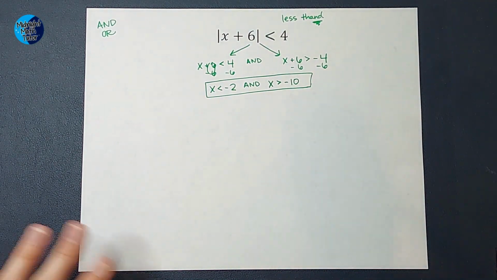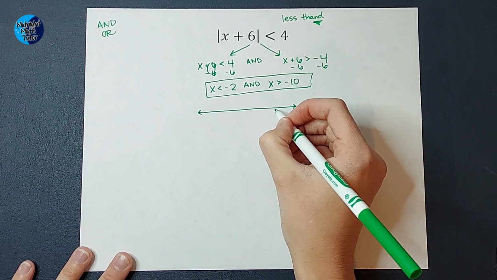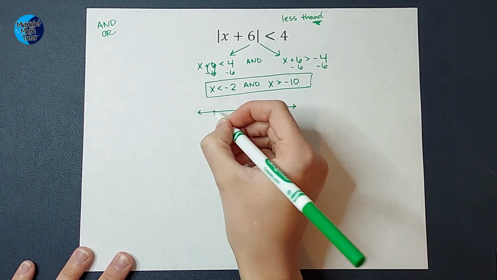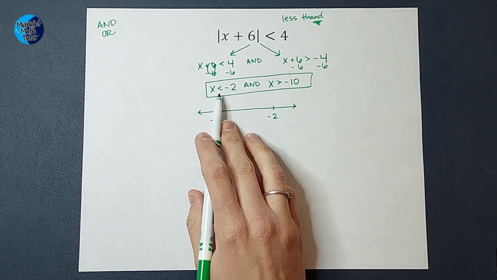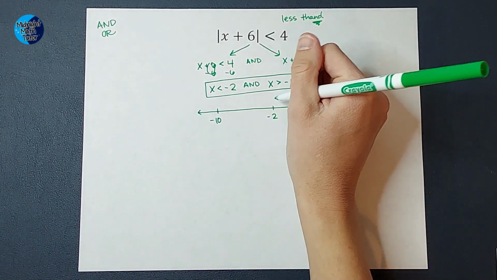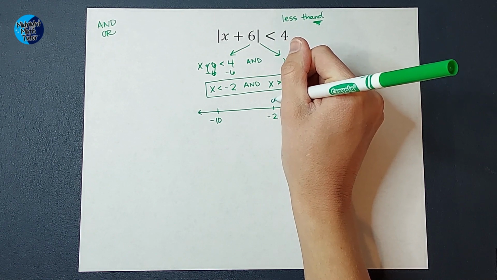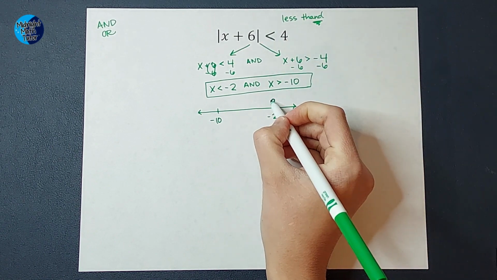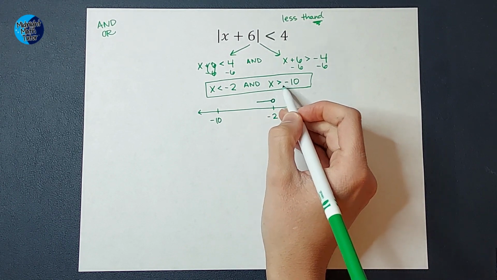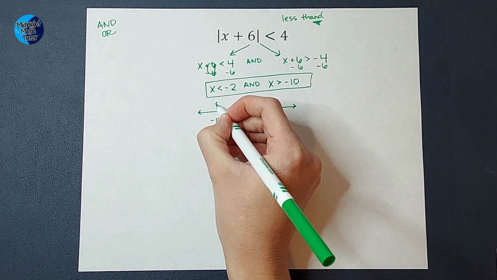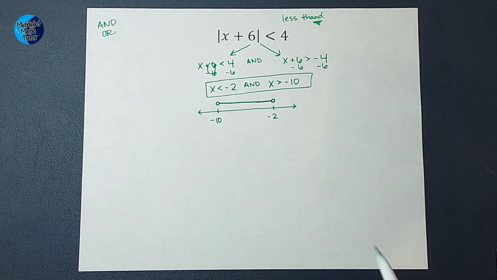So let's go ahead and see what that looks like on a number line, okay? So I would have -2 and -10. So we are saying x is less than -2, and it's less than, not less than or equal to, so I'm going to use an open circle. So less than would be this way, right? And x is greater than -10, okay? So that means it is between these 2 numbers.